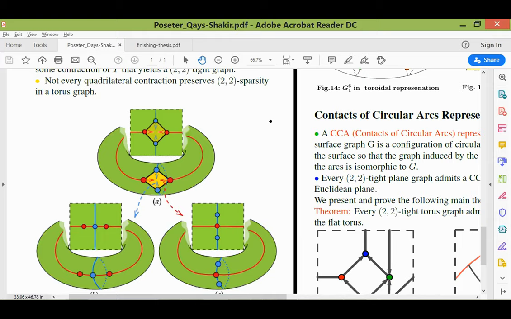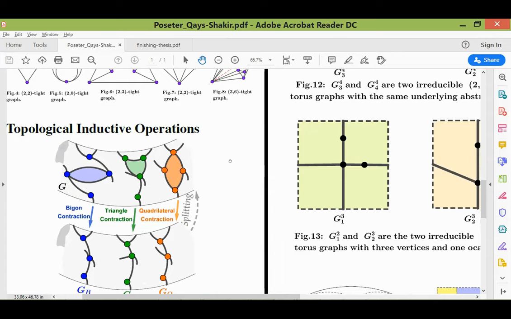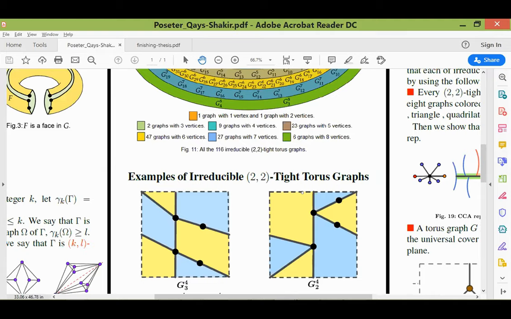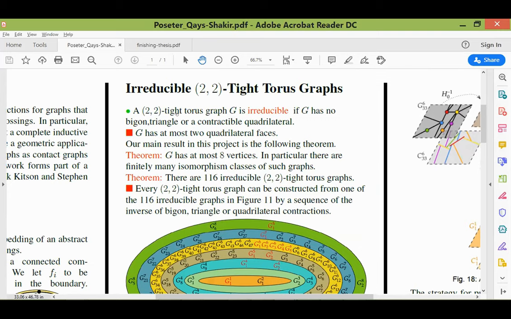So these are actually the three inductive moves that we will work on. The other tool that we will need to build our class of graphs is to find the small graphs in our class. We'll call them irreducible graphs. So we have to find all the irreducible graphs if we would like to build our class of, say, 2-2 tight torus graphs. Let me define what we mean by 2-2 tight reducible graphs.